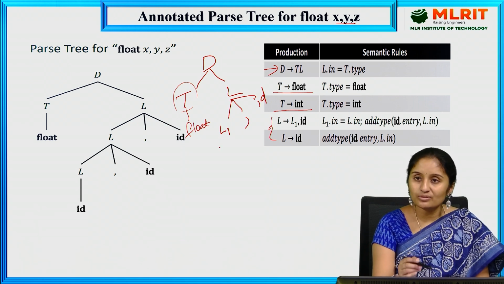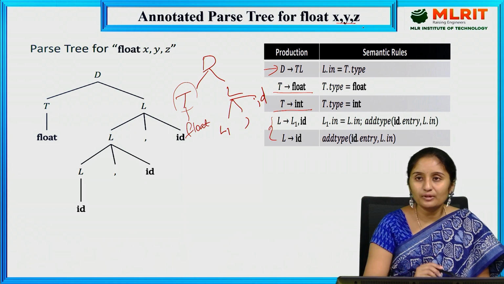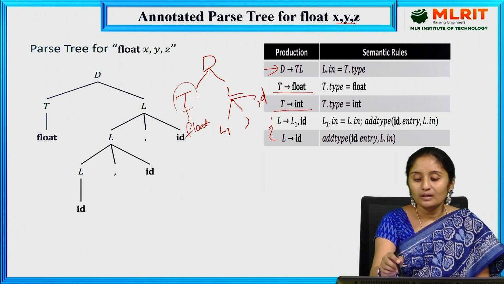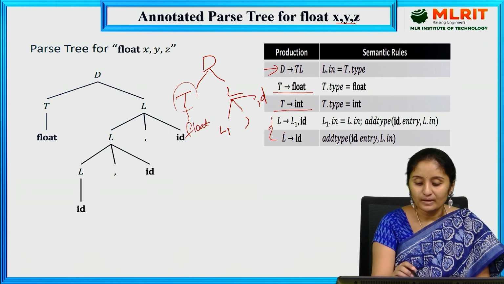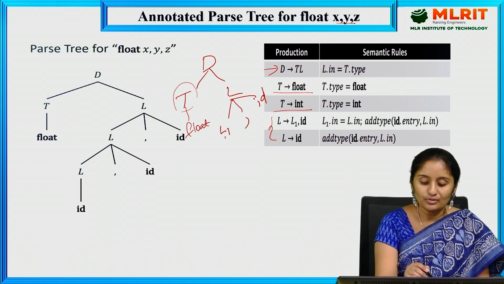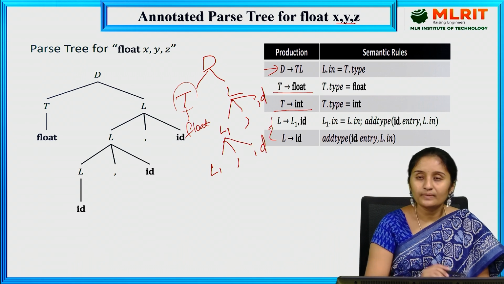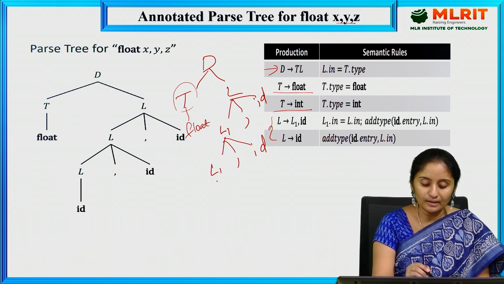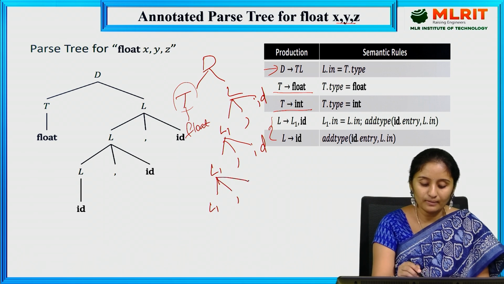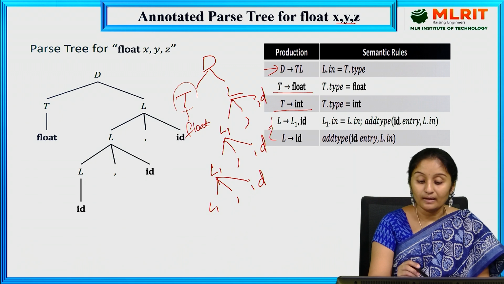So it is also a non-terminal. Again I need to derive it until I get the simple declaration, or the parse tree. Here I have L produces L1 comma ID, and L produces ID. So I need to take L1 comma ID. The next one is L produces L1 comma ID. I cannot take this one.